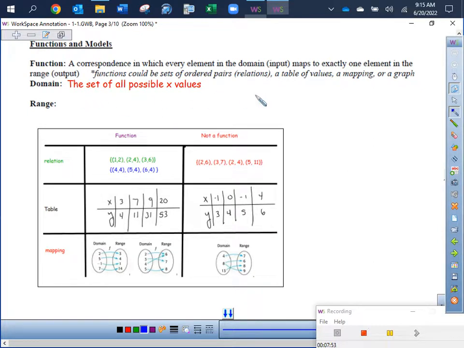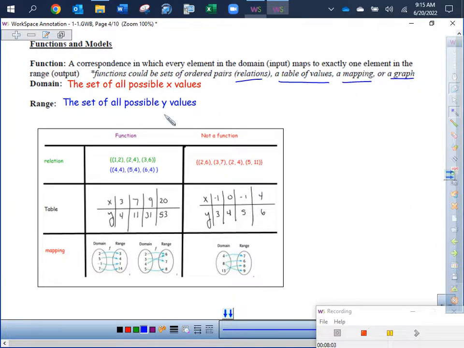So if you need to pause the video at this point to write that down, you can. And the range is the set of all the possible y values. A function could be a relation, or a table of values, a mapping, or a graph. So let's go over what those look like.